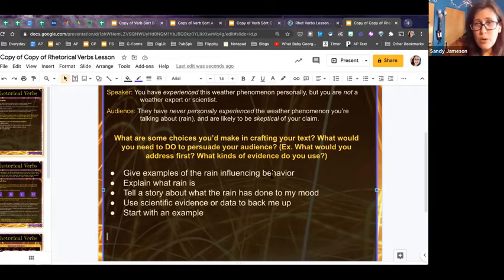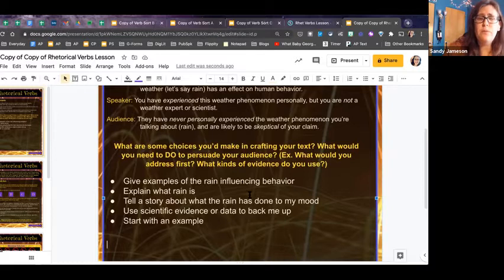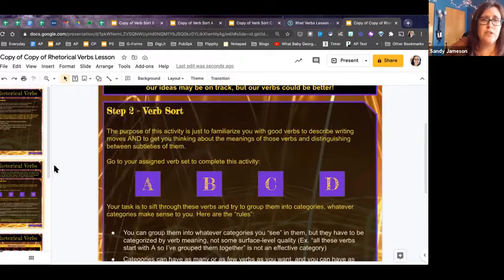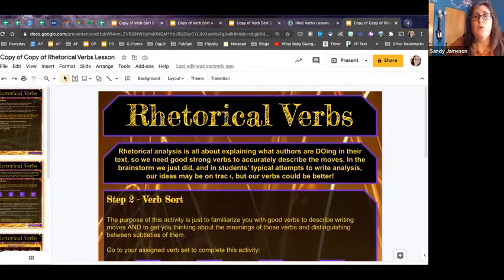And these are all okay ideas. They're a great starting place for recognizing the kinds of choices we would make in crafting our text. But the goal of this lesson is to take our foundation and our initial conception of what authors do and broaden our ability to talk about it. Rhetorical analysis is all about talking about what authors do. And so that leads us to our second slide, which is that rhetorical analysis is all about explaining what authors are doing in their text.